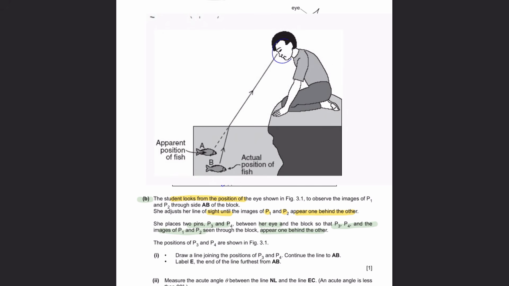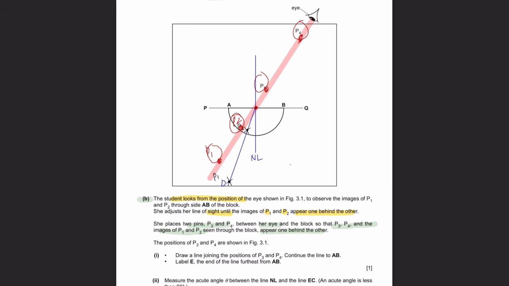Just like how when we observe a fish under the water, it appears to be directly on a straight line from our eye, but actually in reality it is bent in another position. So this is what they meant when they say that P3, P4, P1 and P2 appear one behind the other. The positions of P3 and P4 are shown in figure 3.1.